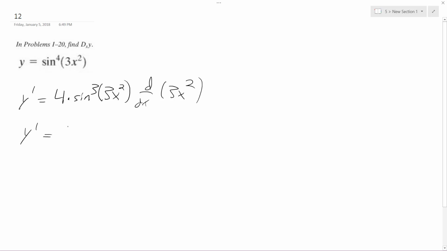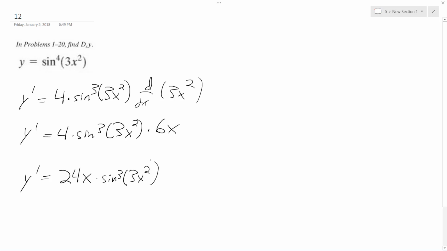So y prime is going to become 4 times sine cubed 3x squared, derivative times 6x. So ultimately y prime is going to be equal to 24x times sine cubed 3x squared. Oh, oops.